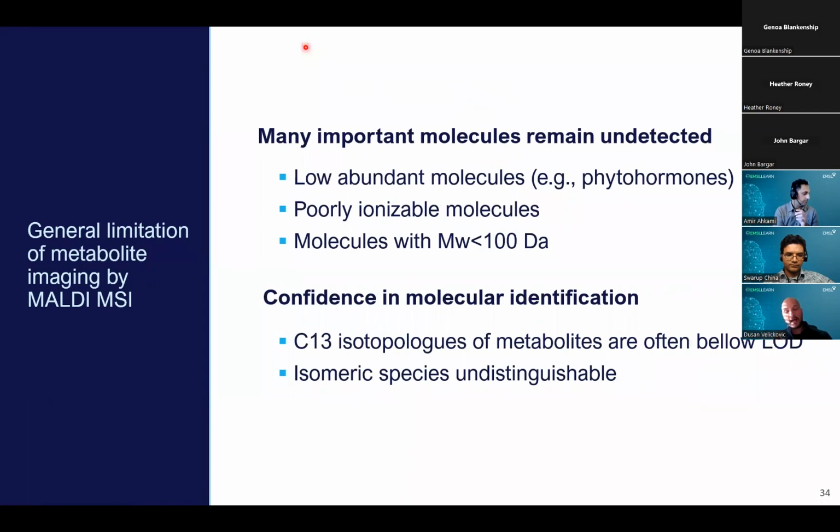However, MALDI mass spectrometry imaging, and mass spectrometry imaging in general, has some limitations. The two most common are that many important molecules still remain undetected. That is especially true for low abundant molecules and also for poorly ionizable molecules, because remember, molecules need to be ionized if you want to see them in the mass spectrometer. And molecules below 100 Daltons are out of the optimal measurement range of our instrument.